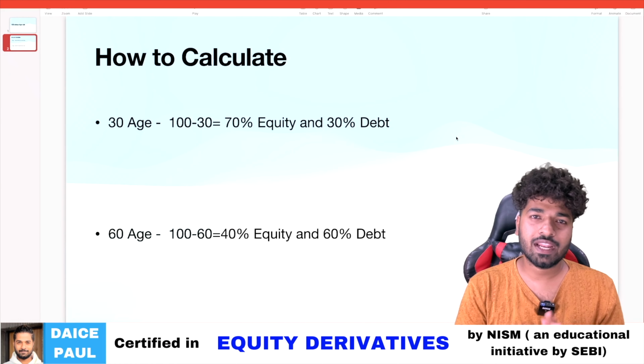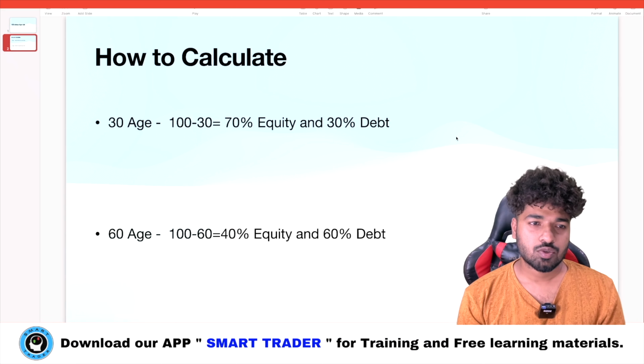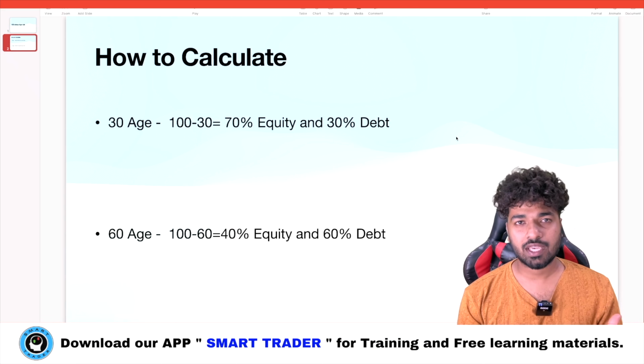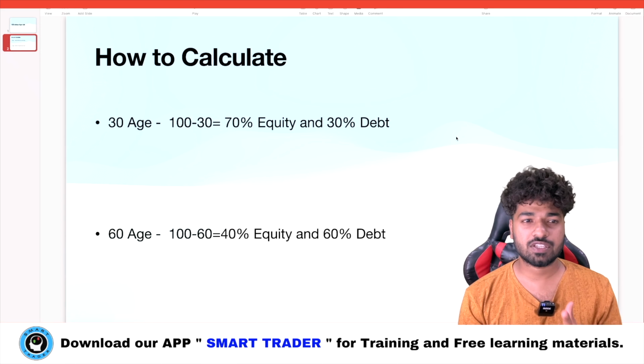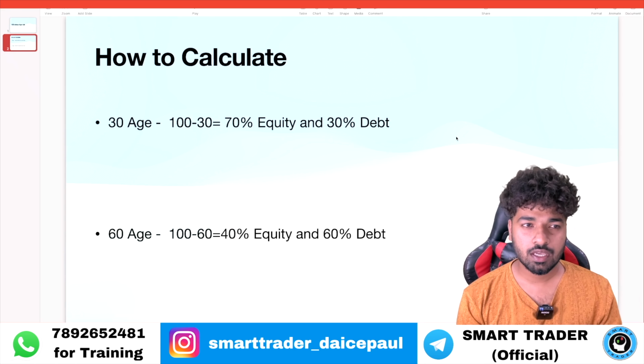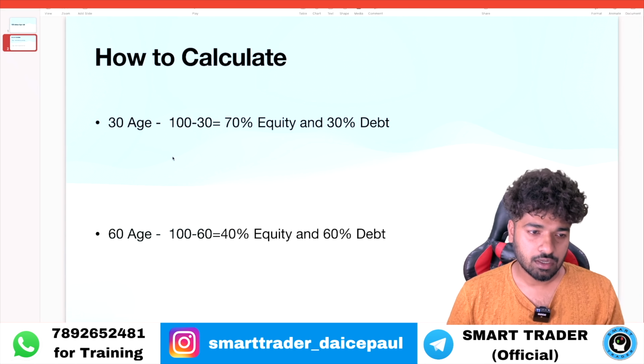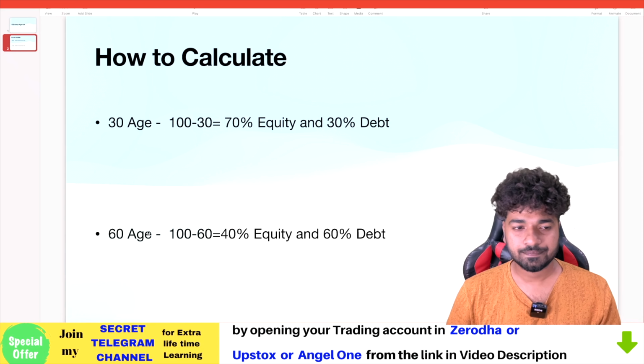So what is this rule and how do we calculate this 100 minus age rule? Very simple. So this is basically a guidance, okay? You can follow this or you cannot follow this, but this is just a guidance to all the investors or new investors who are confused: how much should I allocate in different instruments? Now I have an example for you guys with the age of 30 and age of 60.